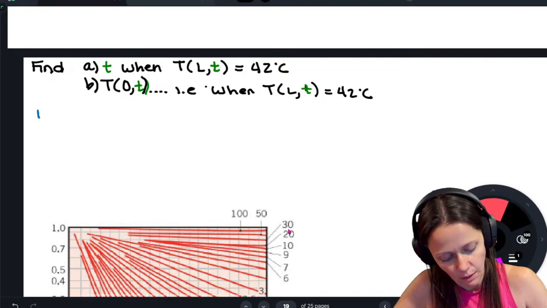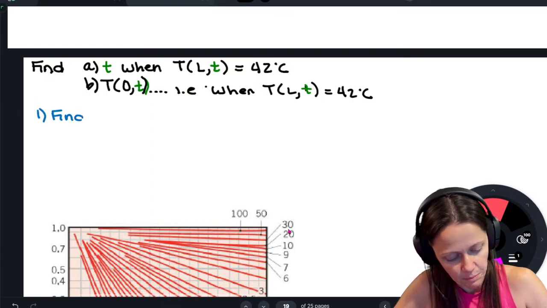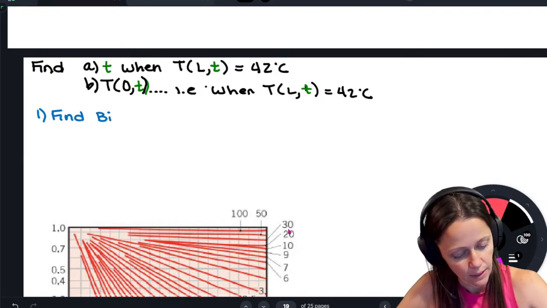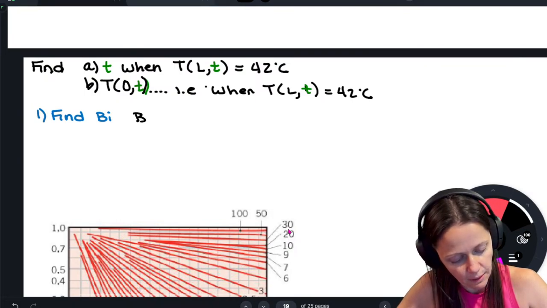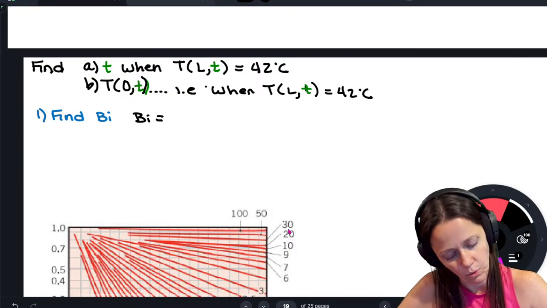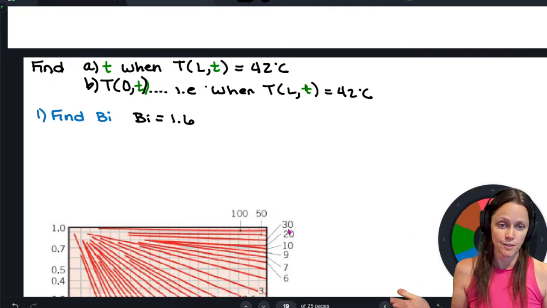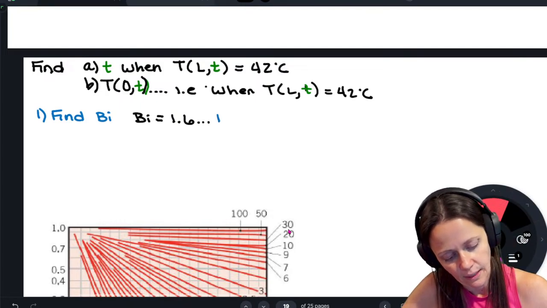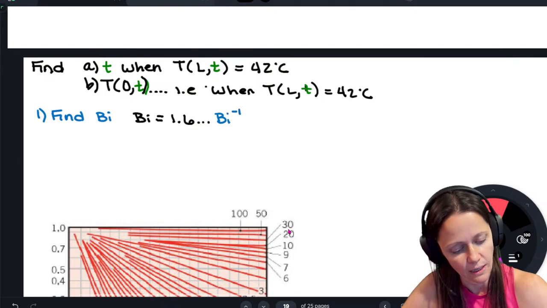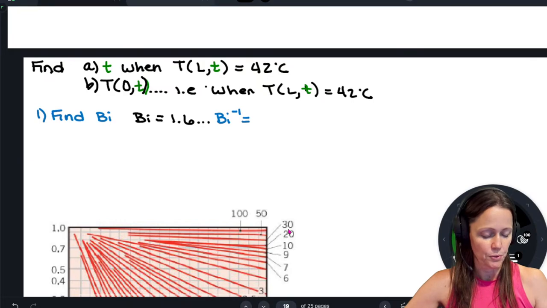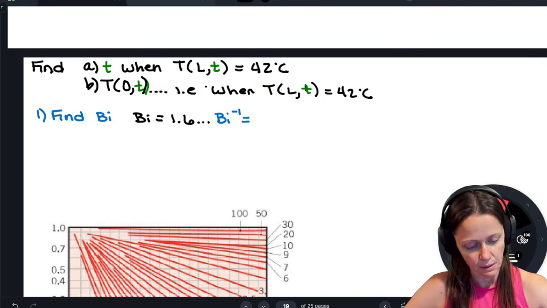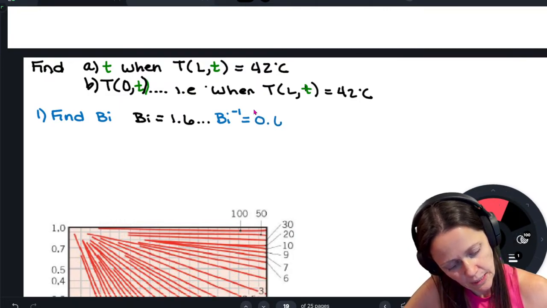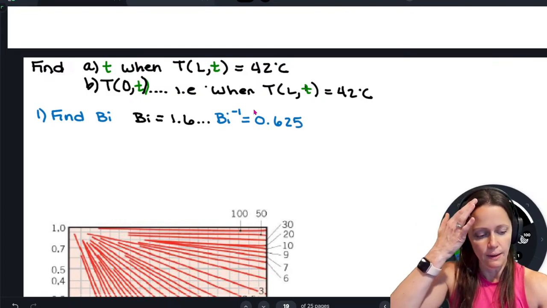I would say, okay, well, number one, find a couple of things. I'm going to find the Biot number. And we had gotten that our Biot number was equal to 1.6. Can't use the lumped capacitance method. That's fine. Let's go ahead and get our inverse Biot number, because I remember that might have also been useful on those Heisler charts. So my inverse Biot number ends up being 0.625.